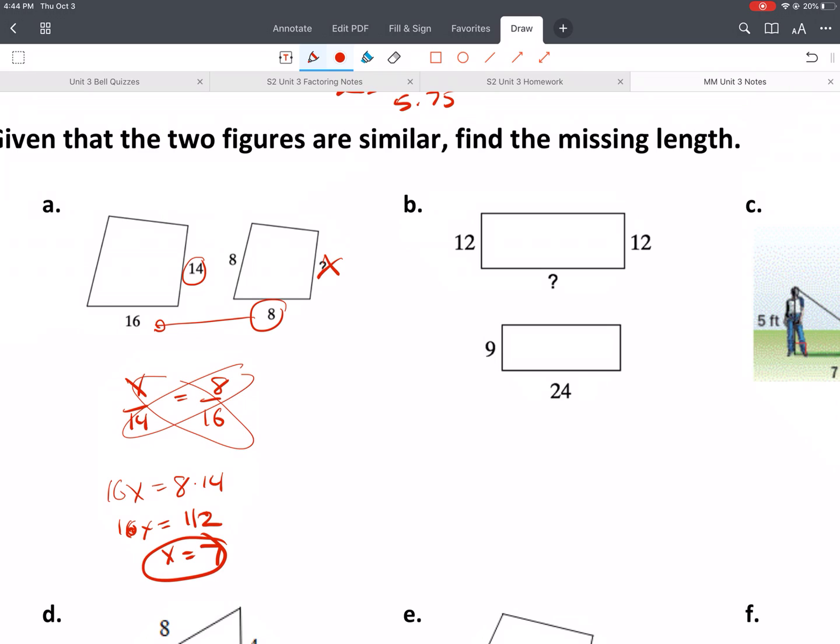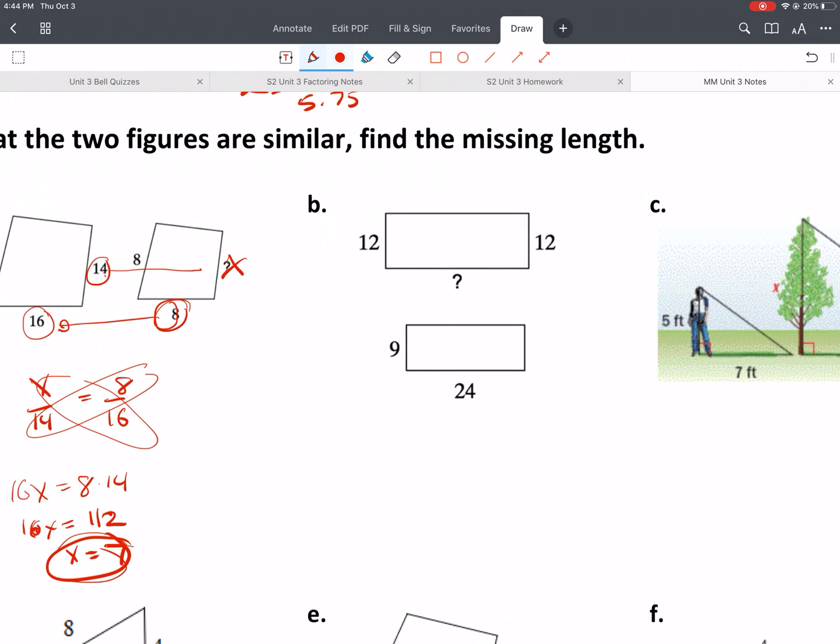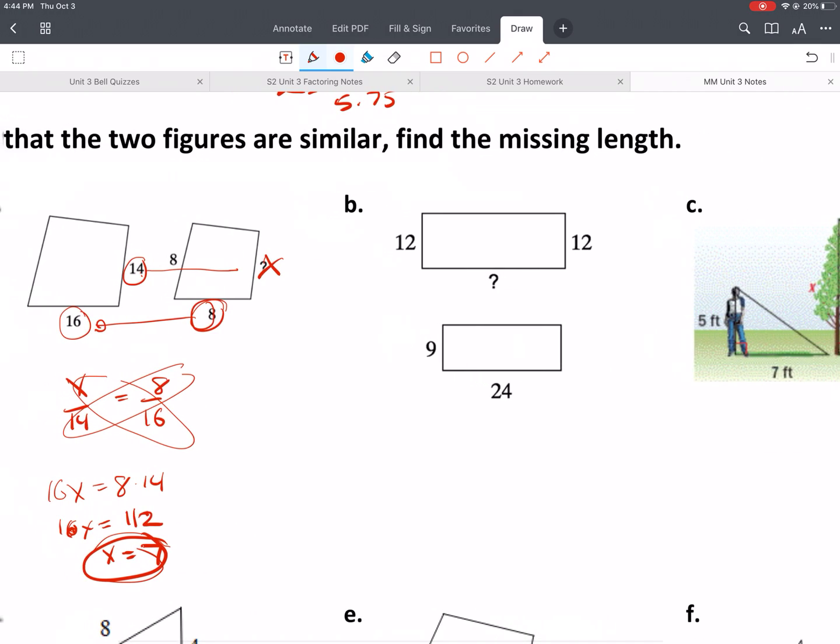Which kind of makes sense because 8 is half of 16. So the scale factor here would be 1/2. So we'd do the same thing here. Half of 14 ends up giving us 7. That kind of makes sense. So I guess if you wanted to, you could do the scale factor. I mean, that's really what that is, the scale factor is 1/2.